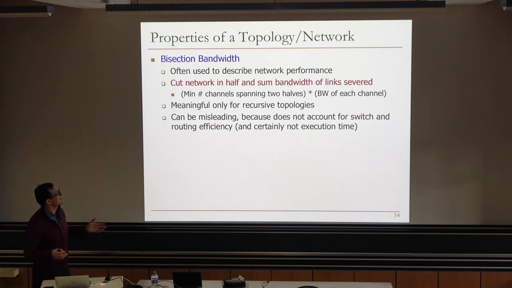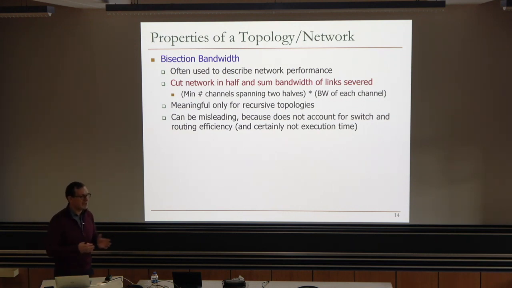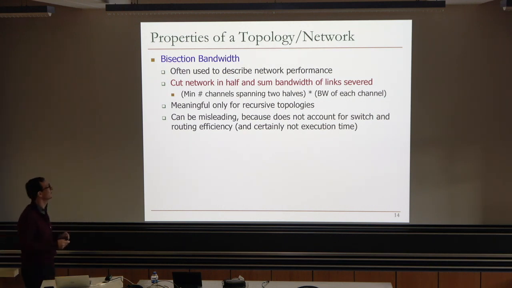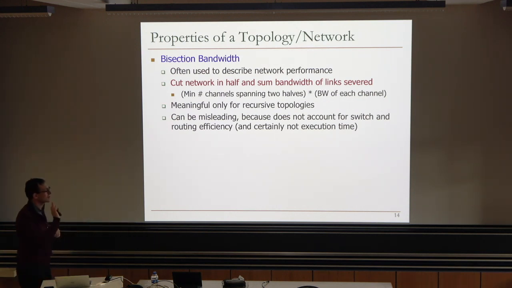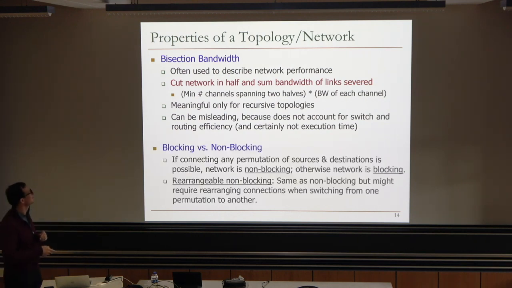But basically this essentially gives you an idea of what is the communication bandwidth that you have between two halves of the network, which hopefully is an indicator of the performance. But clearly this doesn't account for many things like switch and routing efficiency, and certainly not execution time. But you will see this in papers.